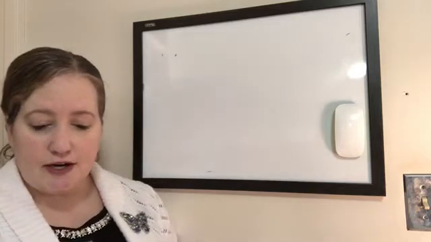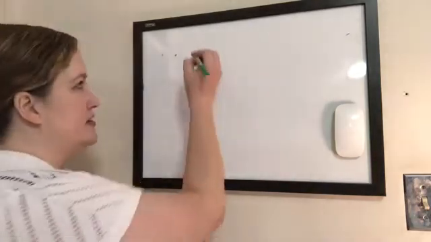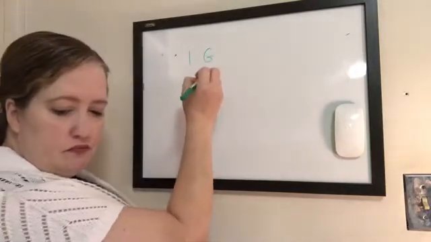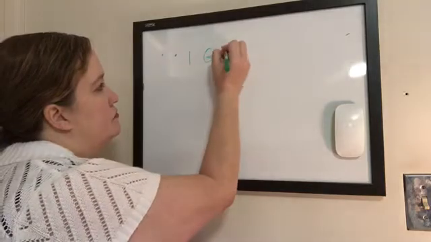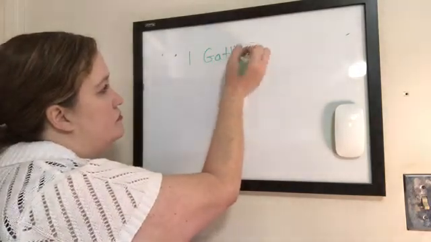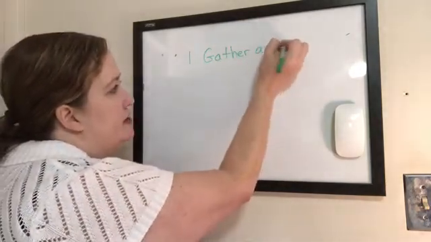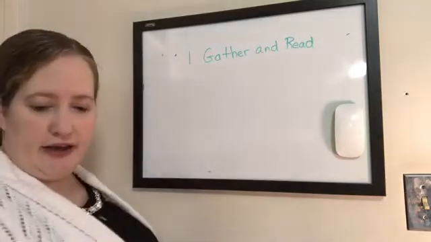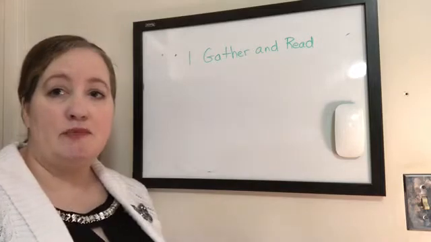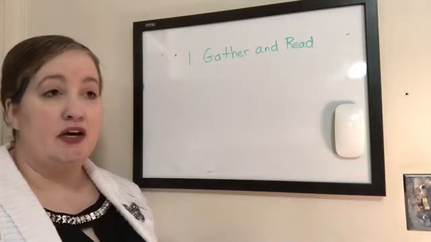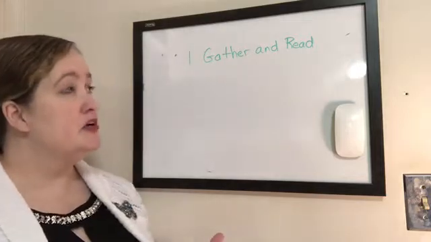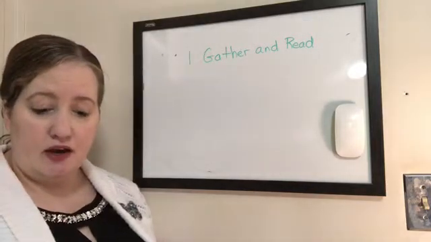The first step to the writing process is to gather and read. Okay. You need to think of a topic that you want to do. You might not even know what topic you want to write about at this time, but you start to think about it.